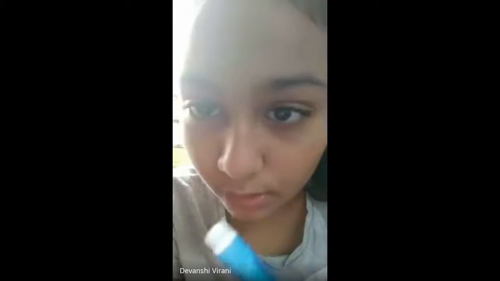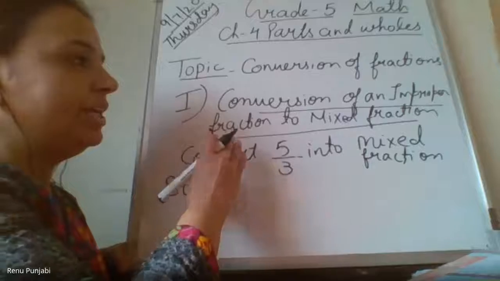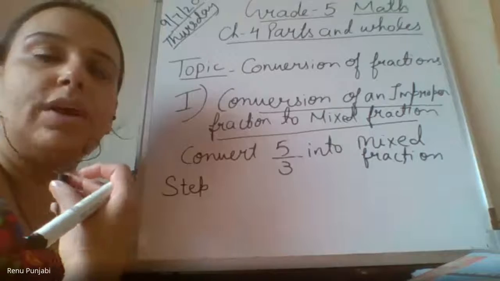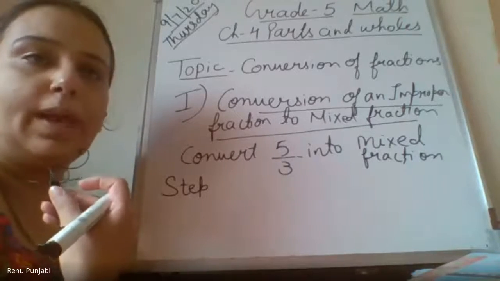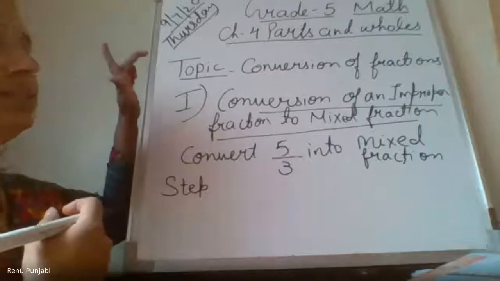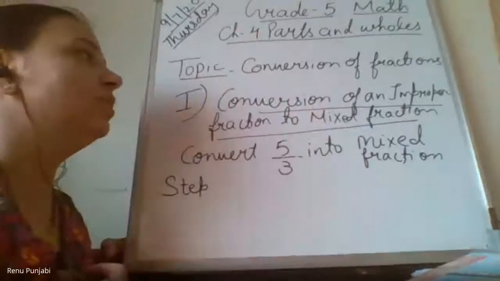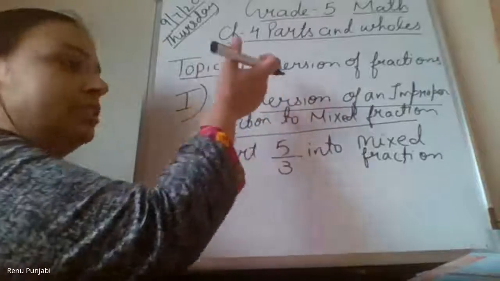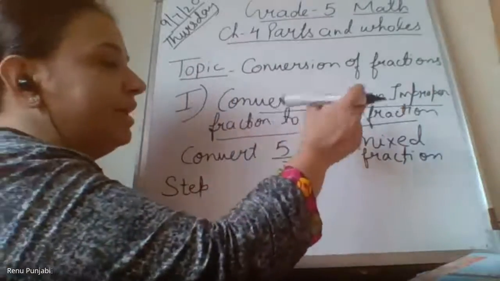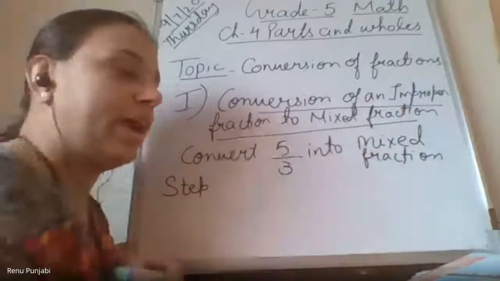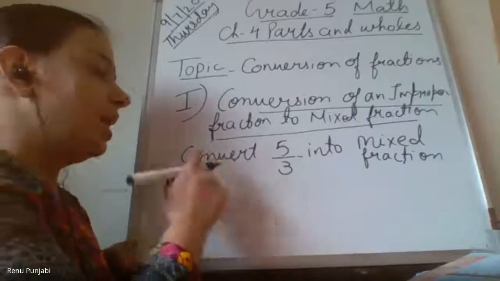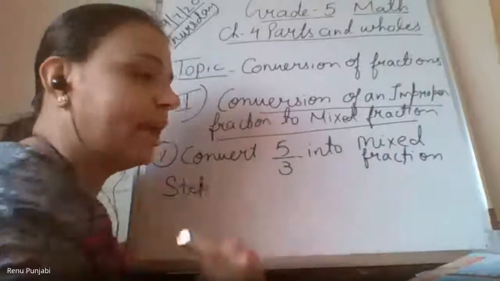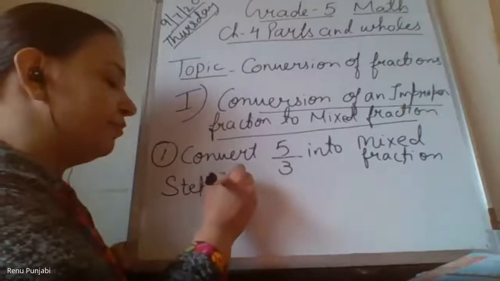Everything the way I have written on the board, you have to write in the notebook. First, write the date, chapter number, Parts and Wholes. Topic is conversion of fractions. In conversion of fractions, the first topic is conversion of an improper fraction to the mixed fraction. Now, our sum number 1 is convert 5 upon 3 into mixed fraction.